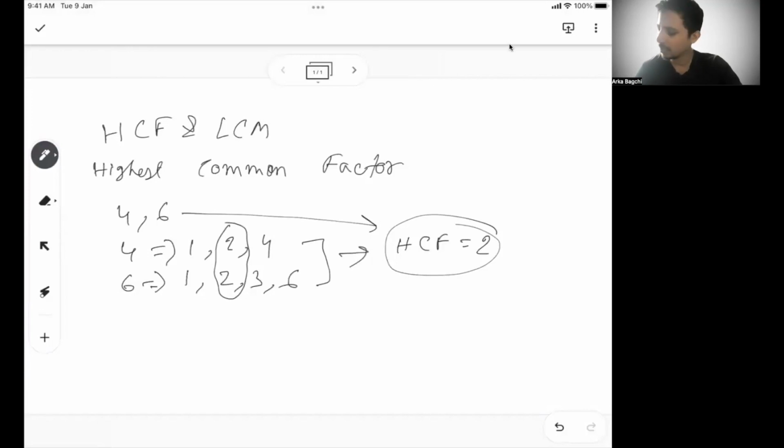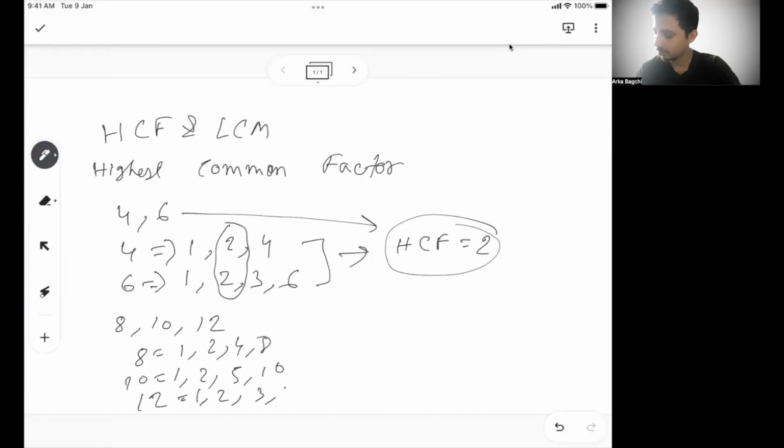It can be with more than 2 numbers. So let's say you have 8, 10, and 12. 8 has factors of 1, 2, 4, 8. 10 has factors of 1, 2, 5, 10. 12 has factors of 1, 2, 3, 4, 6, 12. Again, I can see 2 is the highest factor common in all of them. There is no other factor common in all of them. So here also my HCF is equal to 2.